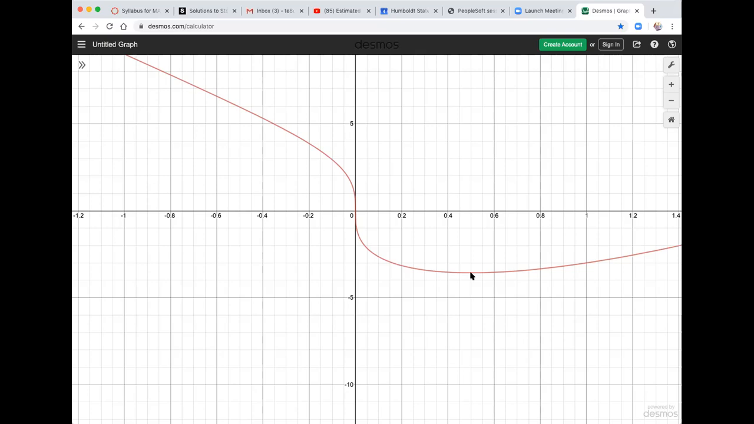Check out this bad critical point. Can you see why it was bad? Why f prime of 0 doesn't exist? There's a vertical tangent line there. There's a vertical tangent line. So in this case, that bad critical point didn't give us an extremum. Sometimes they do, sometimes they don't.